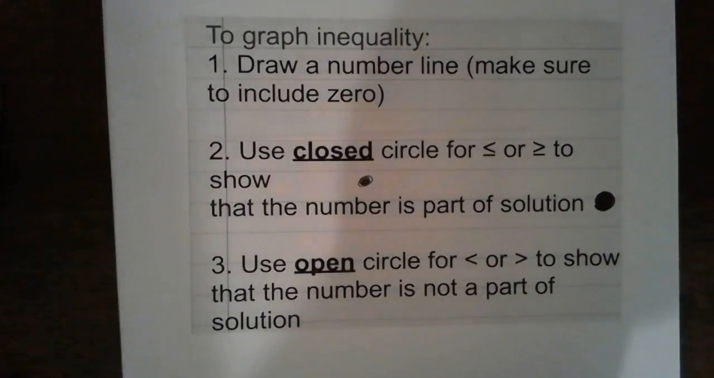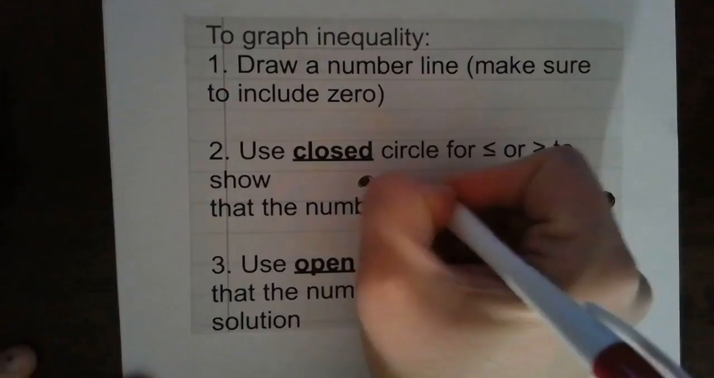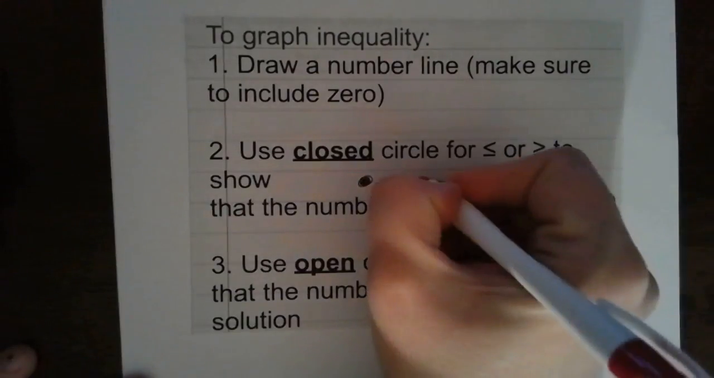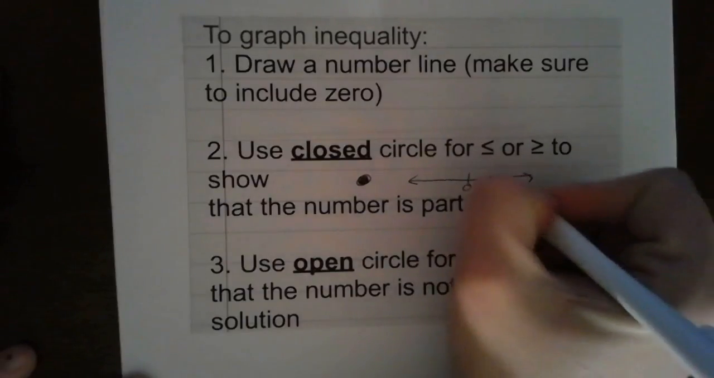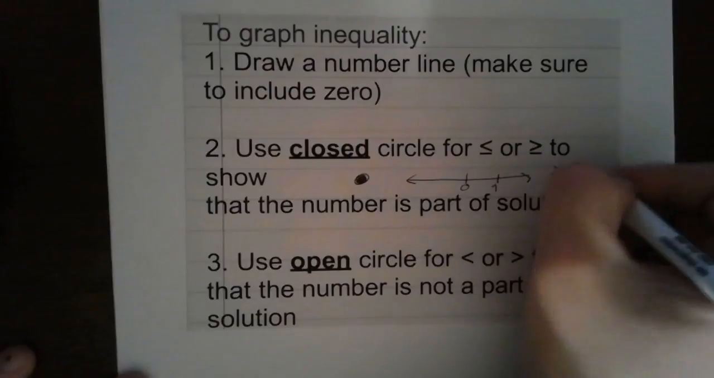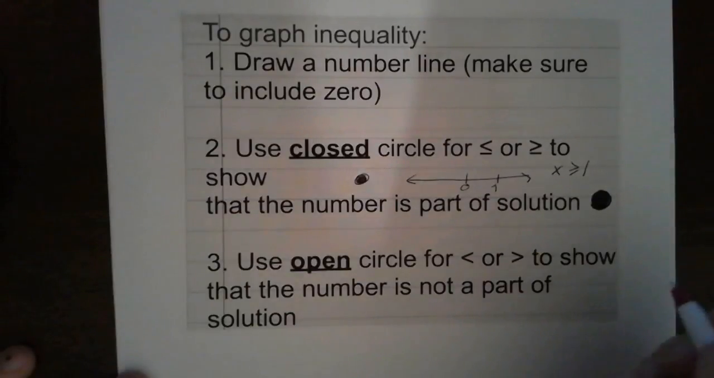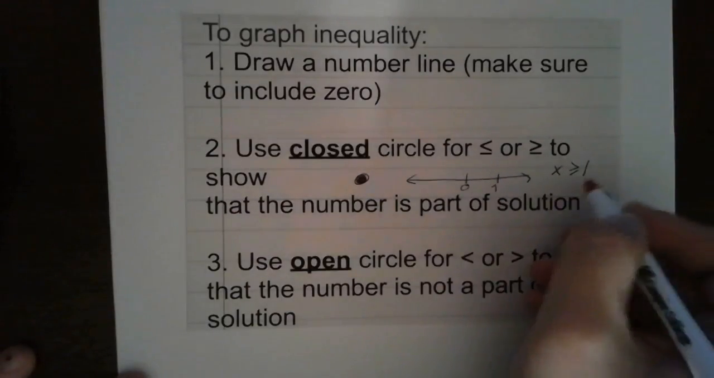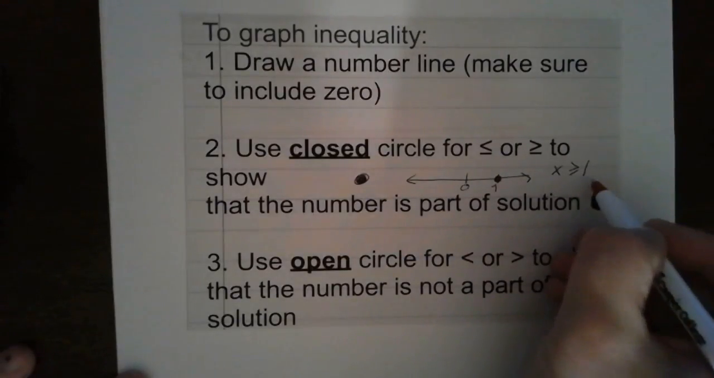So for example, I'm going to graph it here. If I have an inequality which says x is, let's say, greater than or equal to 1, I'll just fill in the circle on 1, because that means it includes that 1.